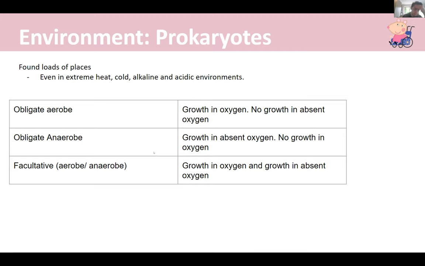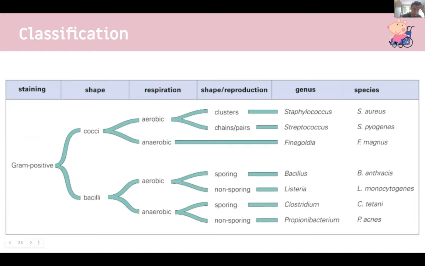Some classification, which is meaningless to you right now, but you've got the bacteria, you've got the shape, cocci. Can someone write in the chat what cocci look like? I don't know if this is stupid, depending on what you did in bio, but I don't know what you did in bio. So does anyone know what cocci look like? Can you describe it?